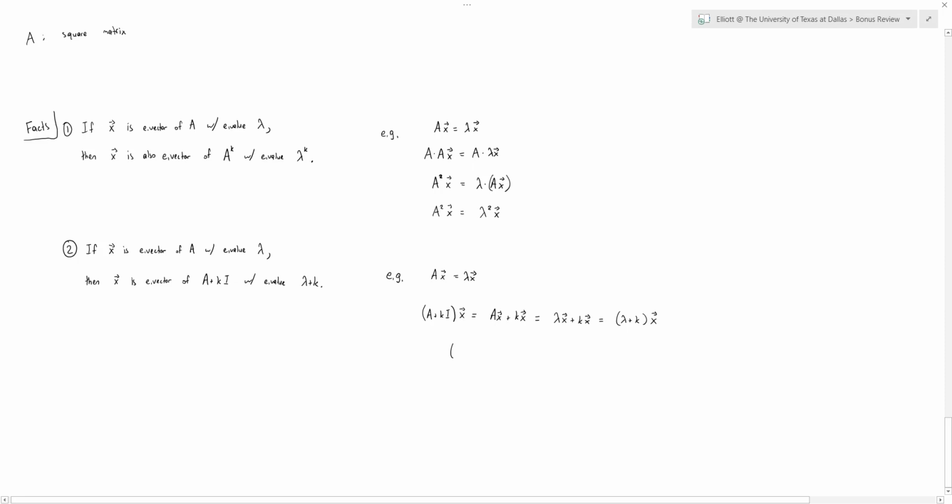So we started with A plus kI times X, and we saw that was equal to lambda plus k times X, okay? So the idea is this equation has the same form as AX equals lambda X, except the matrix is not A, but A plus kI, and the lambda is not lambda, but lambda plus k. So if X was an eigenvector of A with an eigenvalue lambda, then X is also an eigenvector of A plus kI with a corresponding eigenvalue lambda plus k. All right?